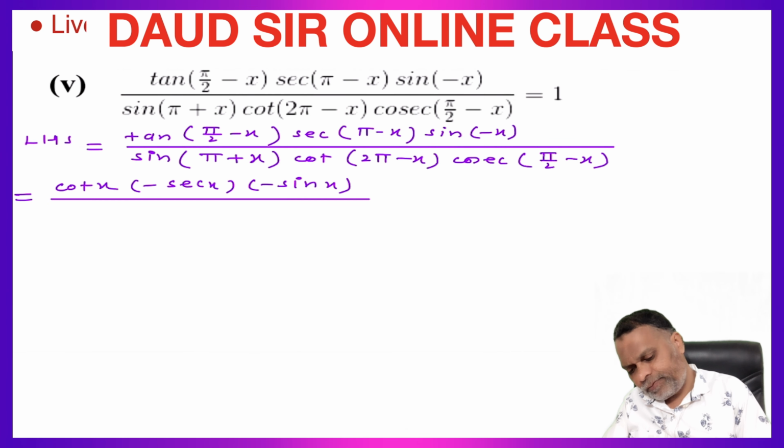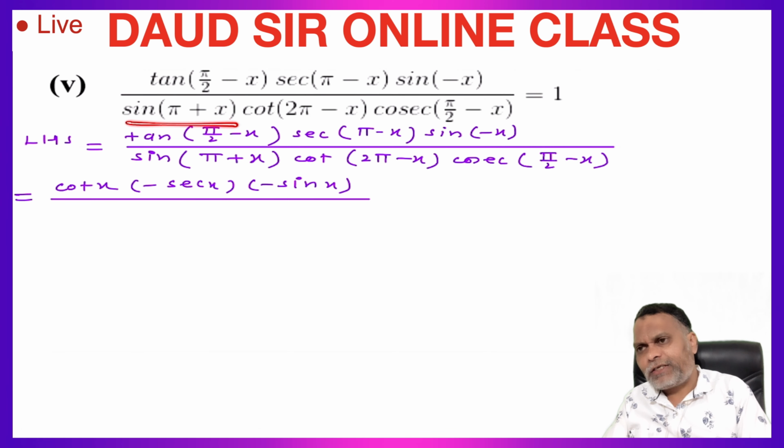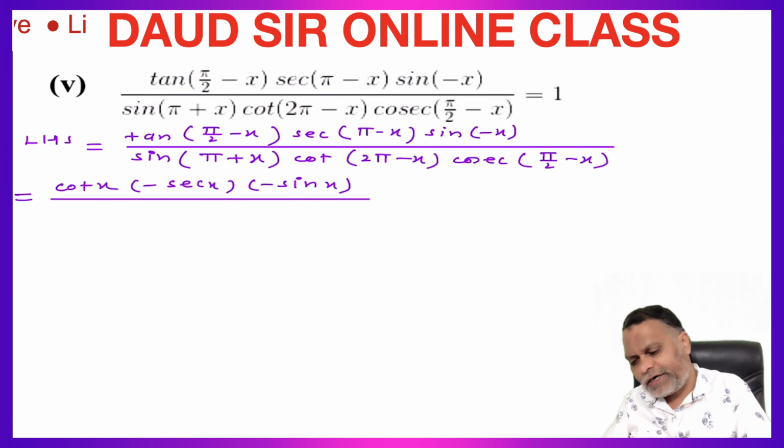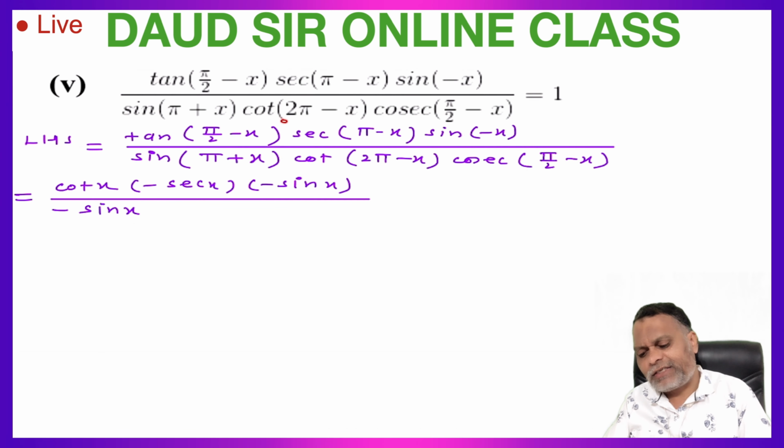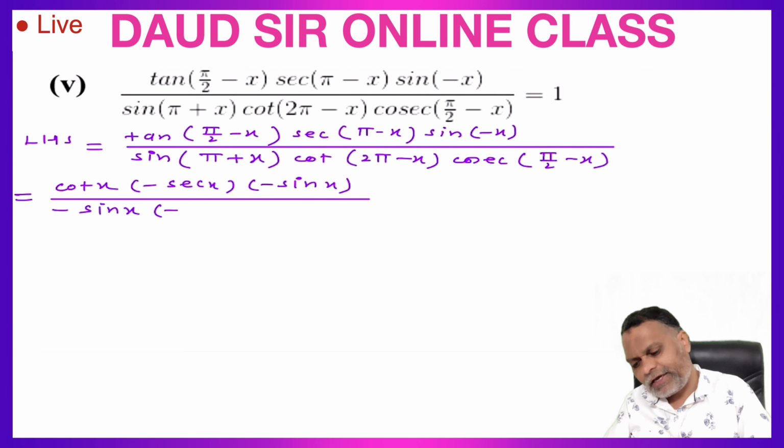Divided by sine(180 plus theta). 180 plus theta lies in third quadrant. In third quadrant tan is positive, this is sine, so minus. In case of 180, no change, so minus sine x. Cot(360 minus theta). 360 minus theta lies in fourth quadrant. In fourth quadrant cos is positive, this is cot, so minus. In case of 360, no change, minus cot x.